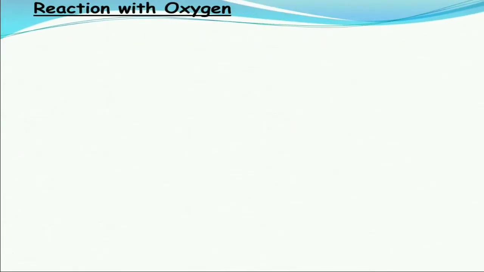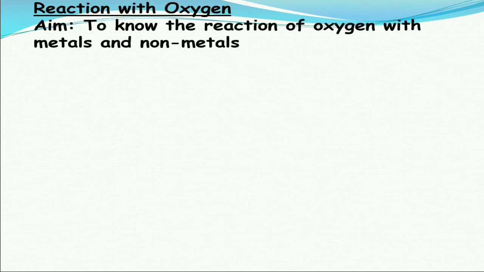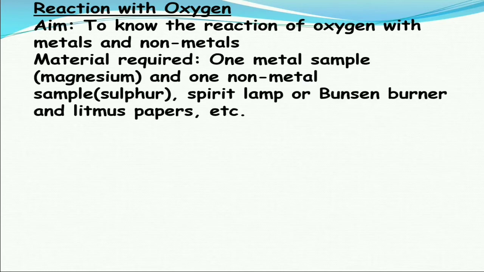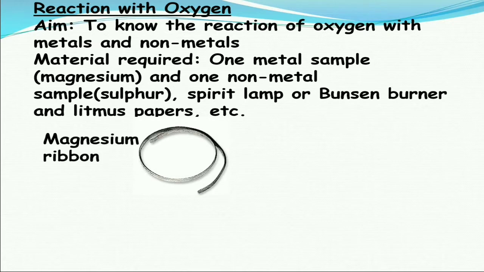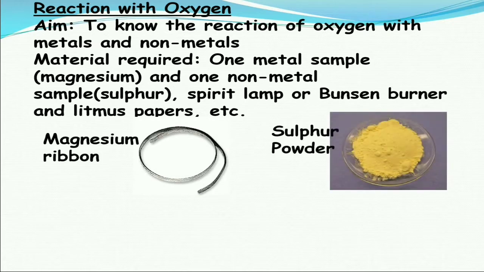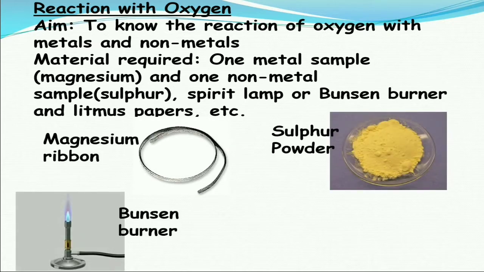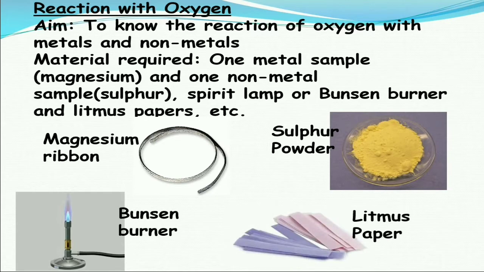The first one is reaction with oxygen. Let us go with an activity, aimed to know the reaction of oxygen with metals and non-metals. The materials required are one metal sample, let us take magnesium, and one non-metal sample, sulfur, a spirit lamp or a Bunsen burner, and litmus paper. So this is the magnesium ribbon and sulfur powder, Bunsen burner and litmus papers.